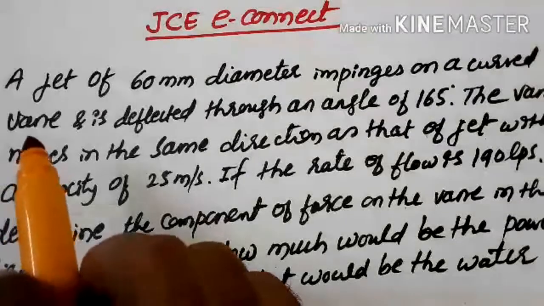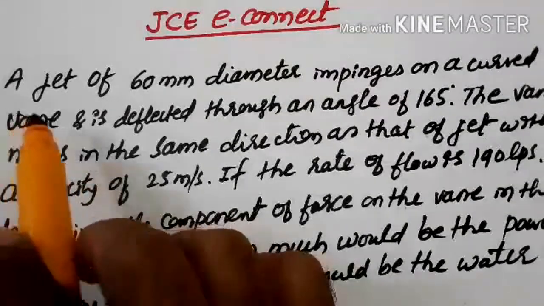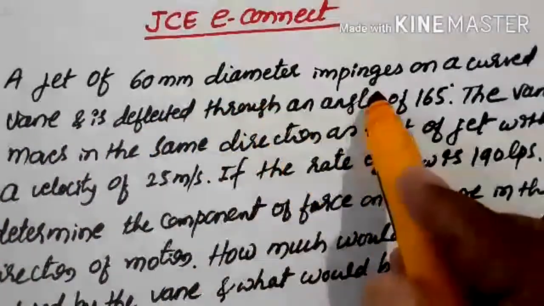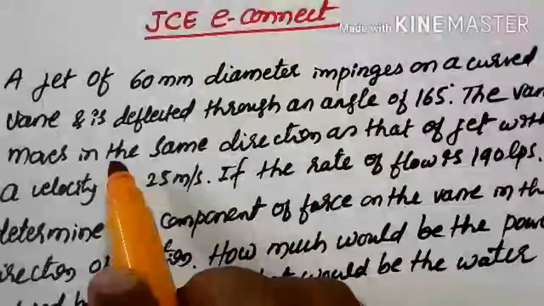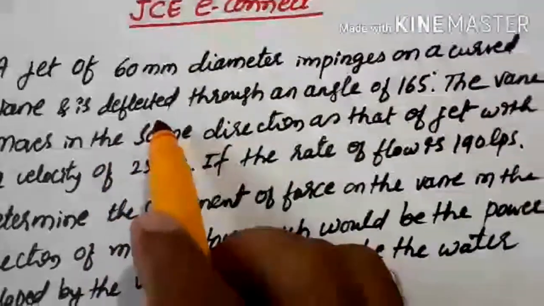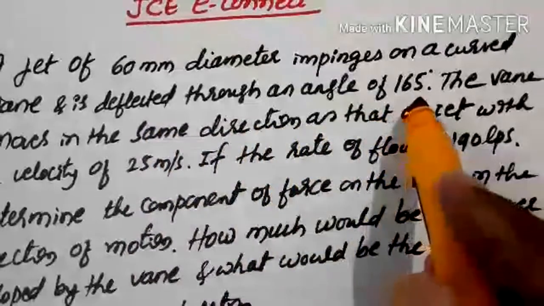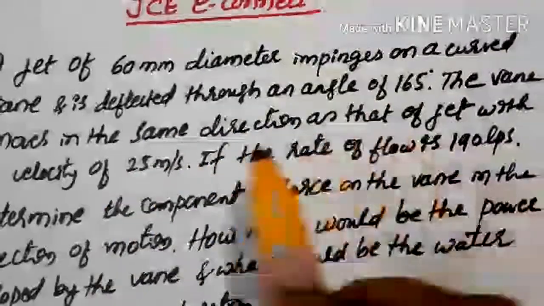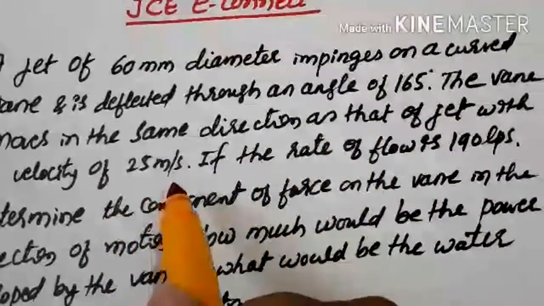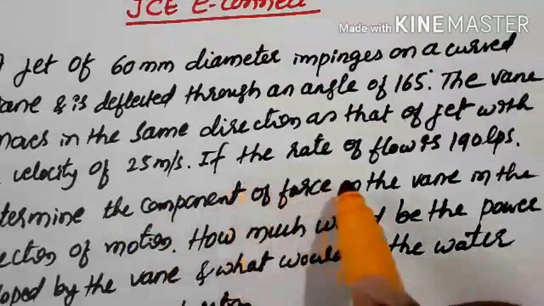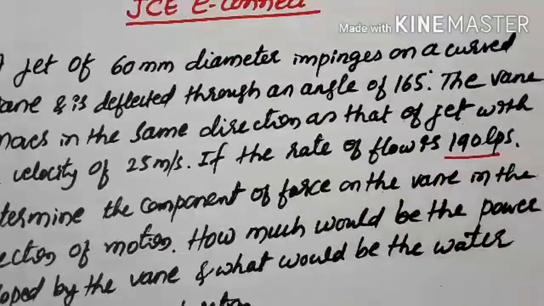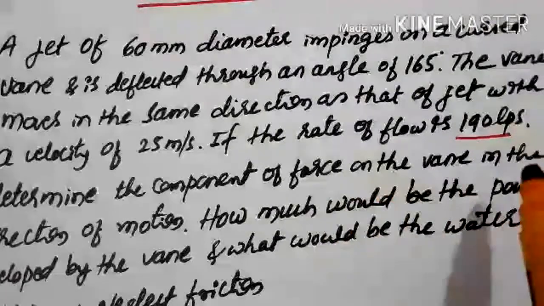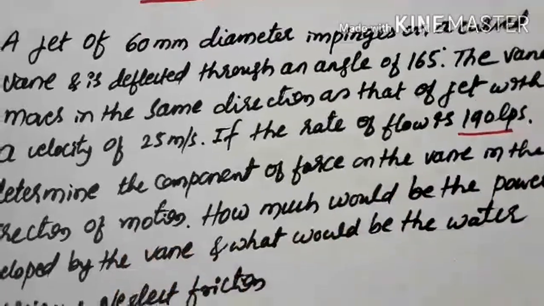So in this particular session, I will be taking a problem: a jet of 60 mm diameter impinges on a curved vane and is deflected through an angle of 165 degree. The vane moves in the same direction as that of the jet with a velocity of 25 meter per second. If the rate of flow is 190 lps, determine the component of force on the vane in the direction of motion.